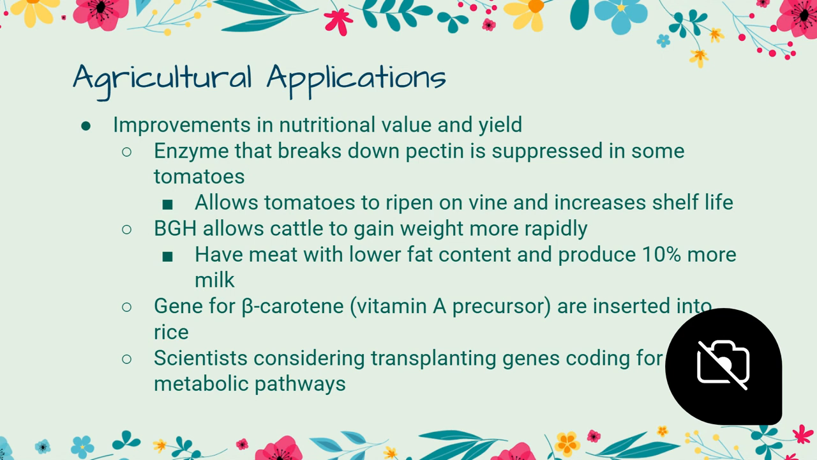The gene for beta carotene, a vitamin A precursor, can also be inserted into rice, and we need this so we can ingest and take up vitamin A. Scientists are considering transplanting gene codes for other metabolic pathways as well.